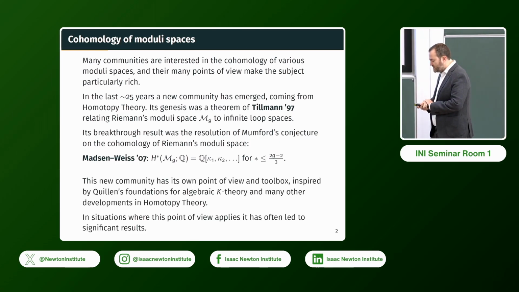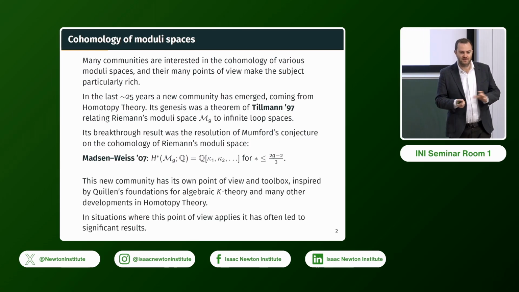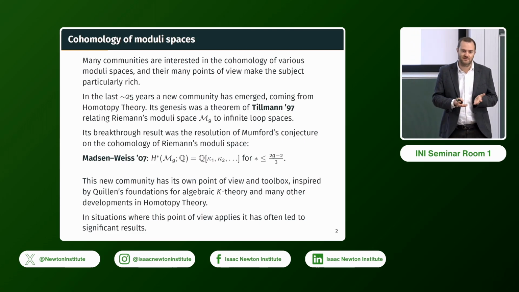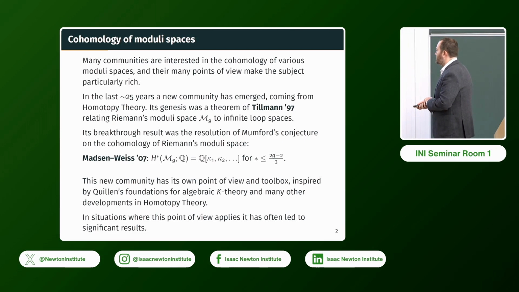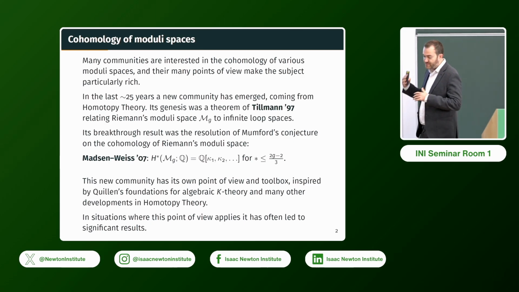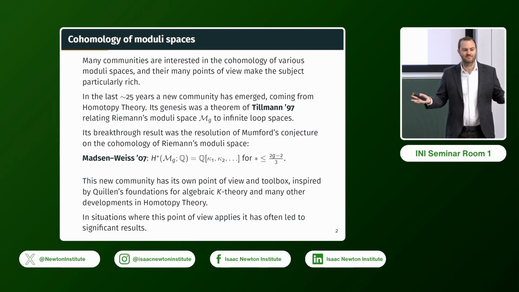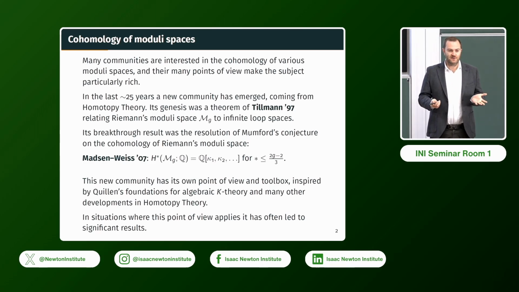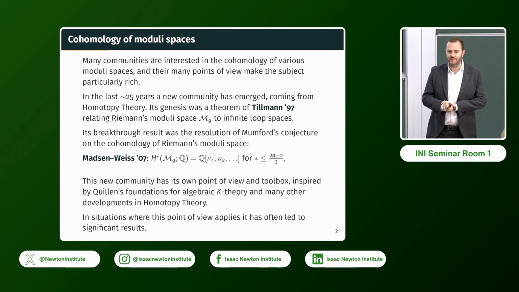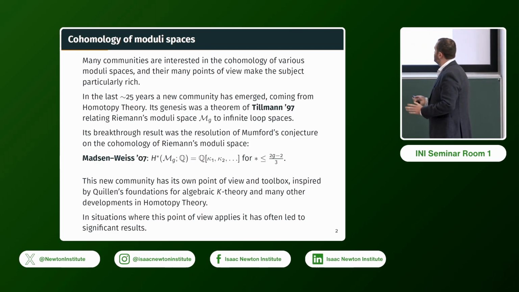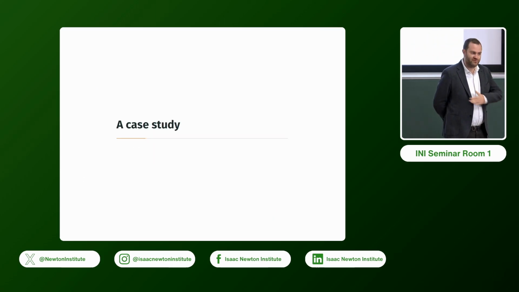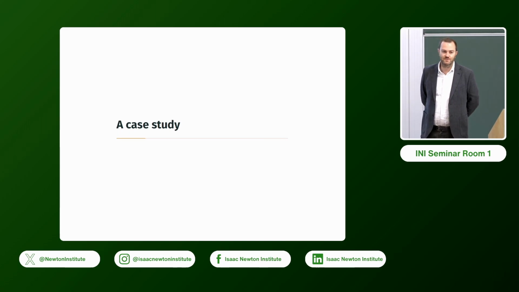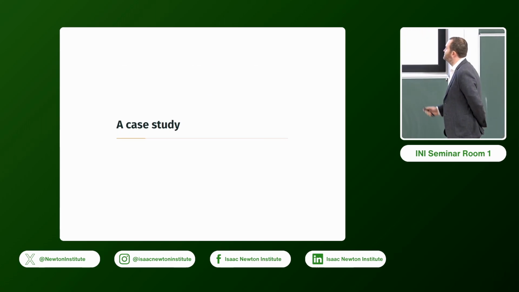So this new community has a kind of its own new point of view. It's sort of inspired by ideas from homotopy theory, ideas from Quillen's definition of algebraic K-theory, and things of that nature. And when these methods apply, which of course they don't always, because I'm not a messiah, but when they apply, then they tend to give very powerful results that are not really accessible any other way. So, as I said, what I want to do today is to talk you through one recent example of using this set of techniques to prove something that was independently interesting.